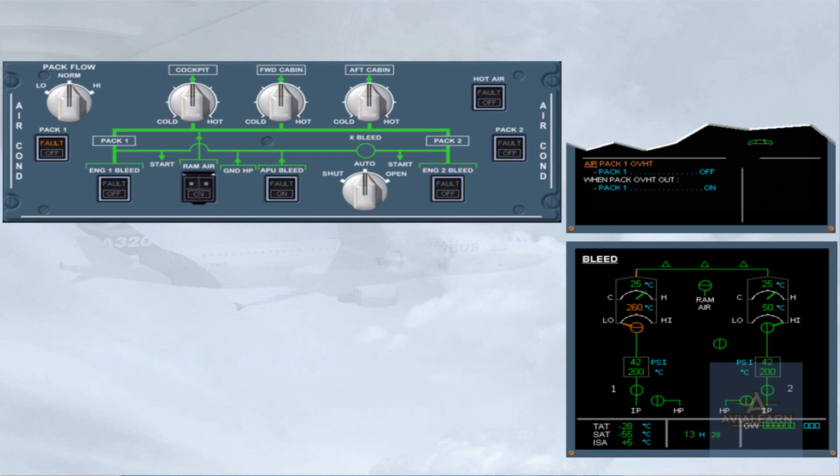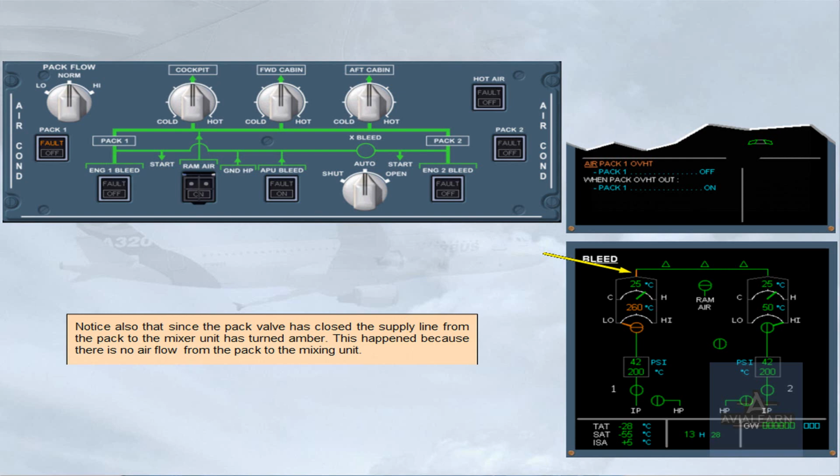Notice also that since the pack valve has closed, the supply line from the pack to the mixer unit has turned amber. This happened because there is no airflow from the pack to the mixing unit.